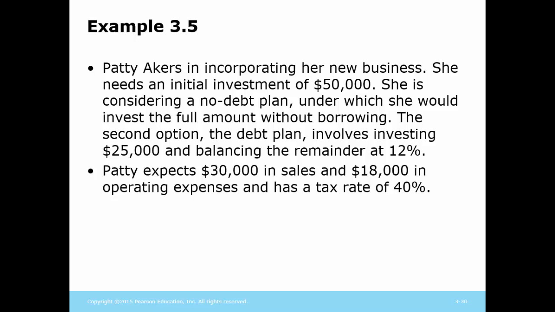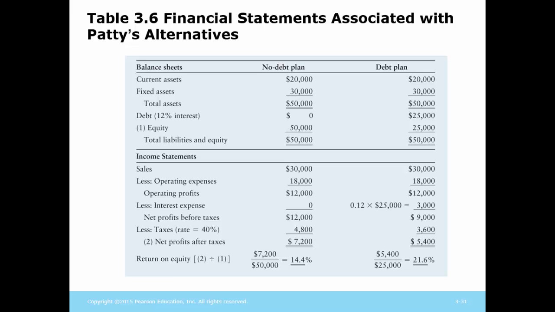So how does this affect the company? Well, here's the no debt plan, right? $20,000 in current assets, $30,000 in fixed assets, $50,000 is total assets. There's no debt, remember. So we have $50,000 in liabilities and equity. In the end, we're going to generate $7,200 in after-tax profit. Now, that creates for this owner essentially a 14.4% return on equity.